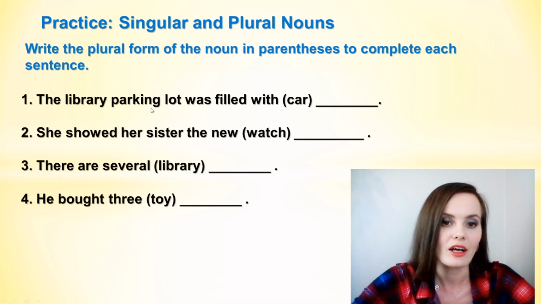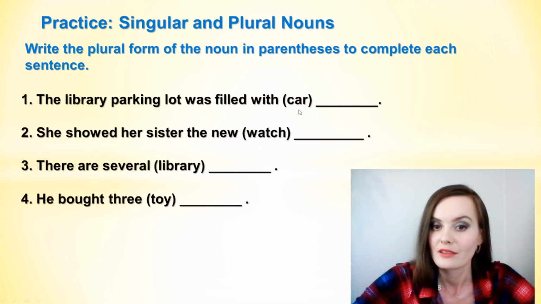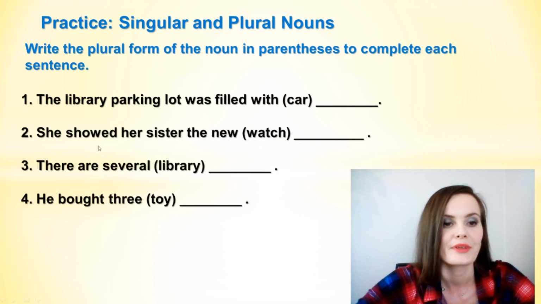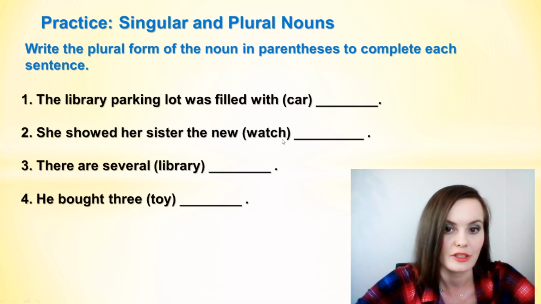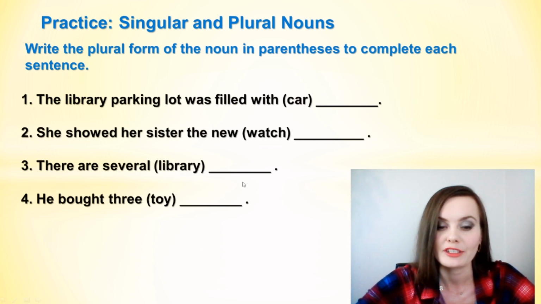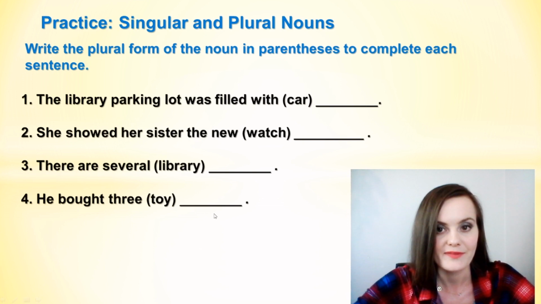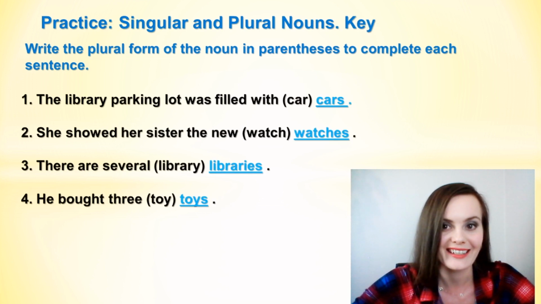The library parking lot was filled with, and in this case, we need to say cars. Think how you spell it. She showed her sister the new watches. We need to change to the plural, remember? Think how you change it, how you spell it. There are several libraries. Think how you spell the word library. He bought 3 toys. Think how you spell the word toys. Please pause this video, spell all of these words, and when you're done, it's time to check.